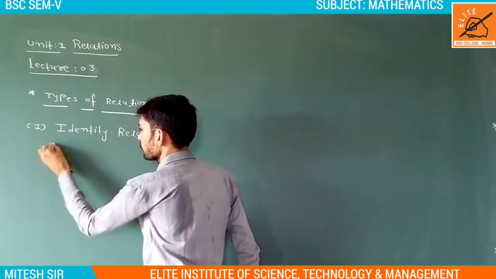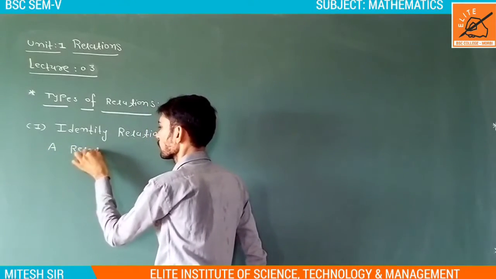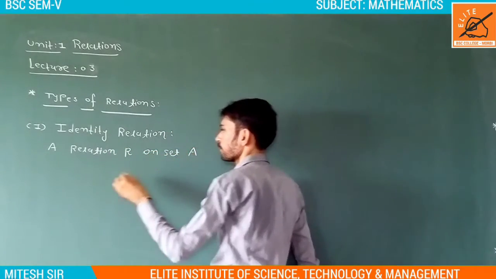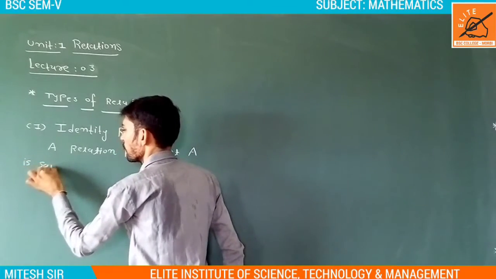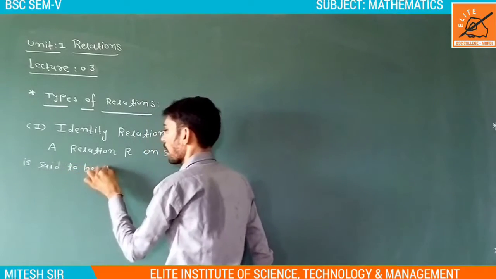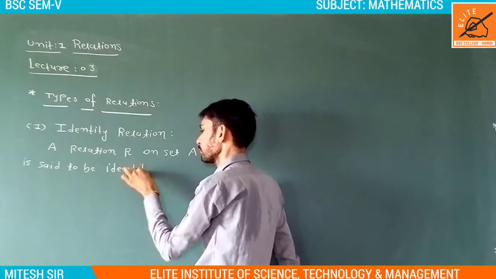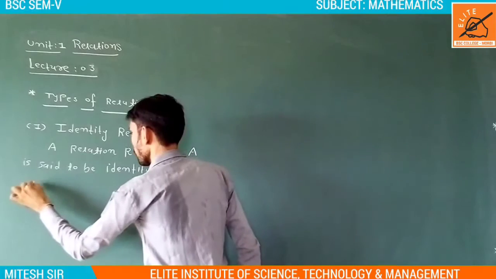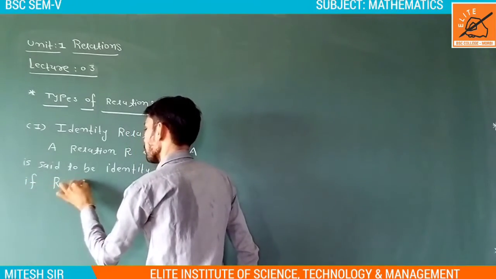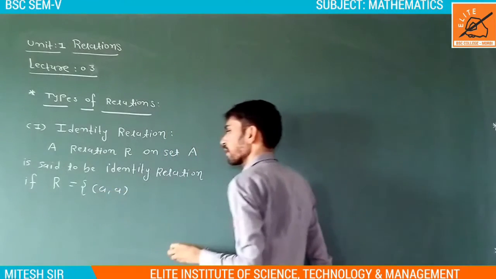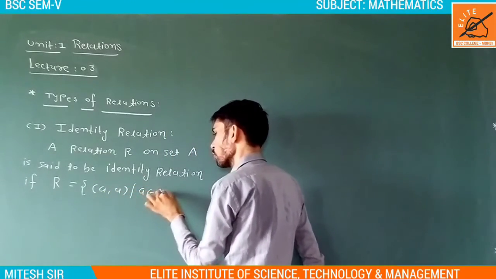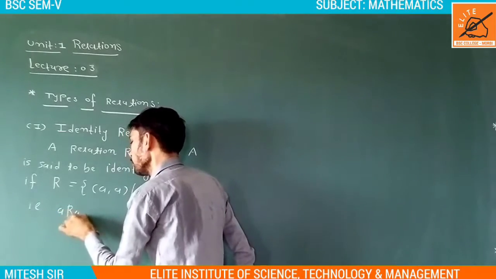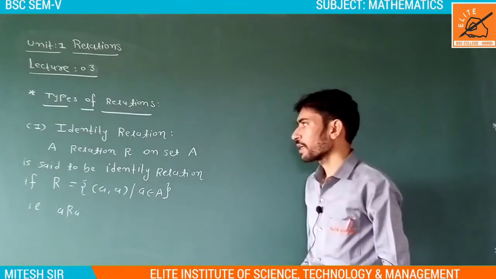A relation R on set A is said to be identity relation if the set of relation only contains the pair (a, a) where a belongs to A. In other words, a related to a. So this is the definition of identity relation.